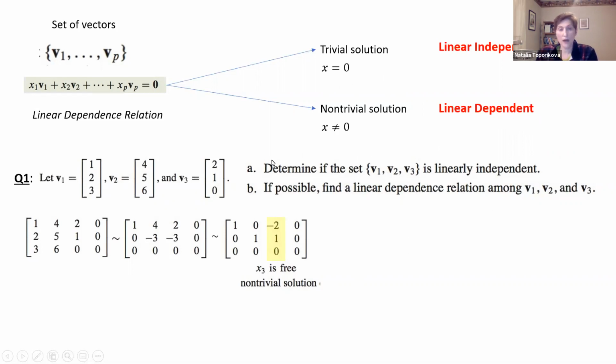Okay, let's go back to our problem. What are we trying to figure out in part A? Part A asks us if the set is linearly independent. And the answer is no, it's not. It's clearly linearly dependent because the solution is non-trivial. Okay, let's go to part 2 then. Let's try to find the explicit linear dependence relation.